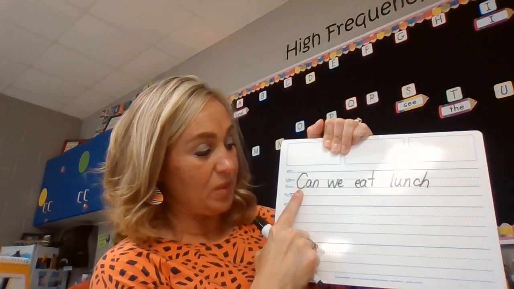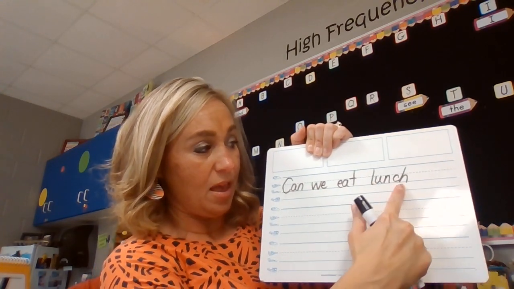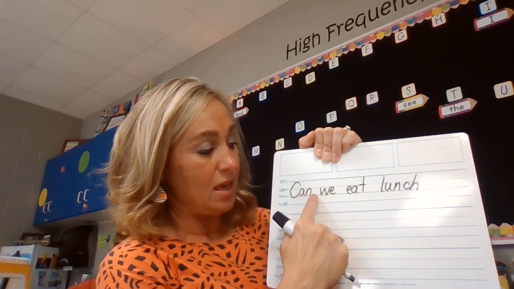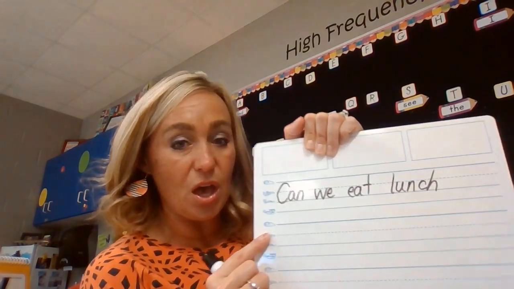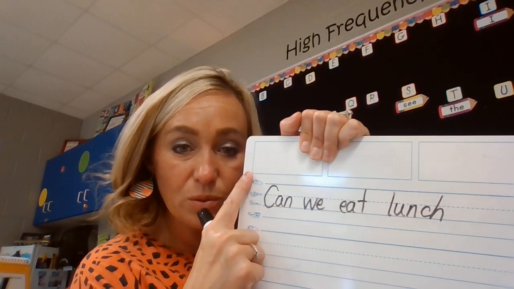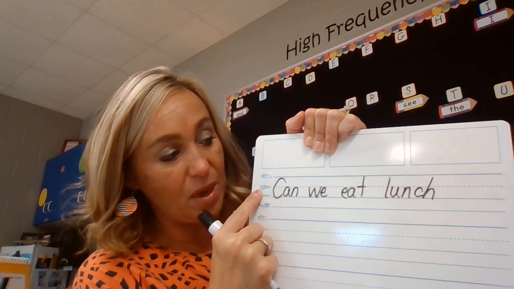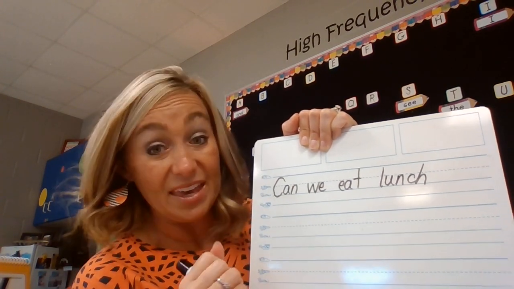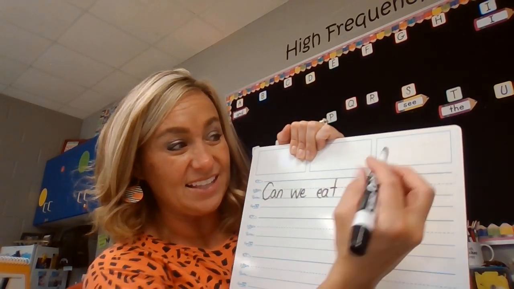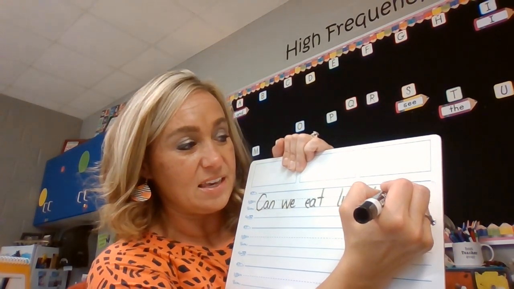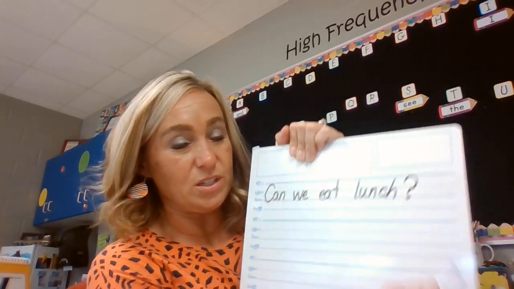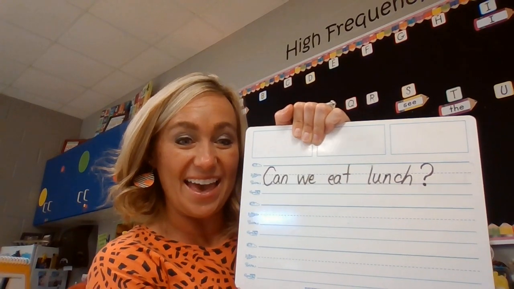Again, I started with a capital letter. I left the rest lowercase, left spaces, and you'll also notice that I used the skyline, plain line, and grass line to help me make my letters neatly. Can we eat lunch? That's an asking sentence. So again, I'm going to use a question mark at the end. I encourage you to practice writing sentences at home.